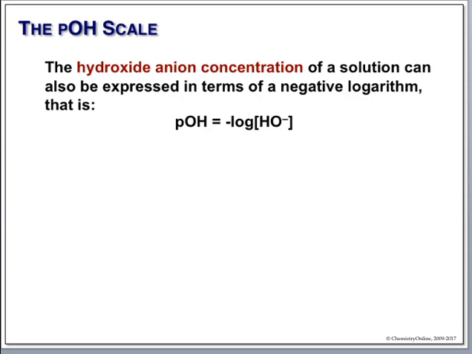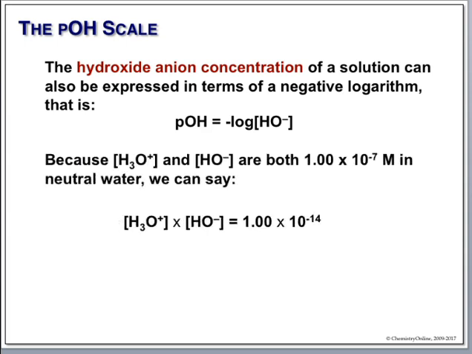Now again, being fair, if we have a pH scale, we really should have a pOH scale, shouldn't we? And we're going to define it exactly the same way. It's simply going to be the negative log of hydroxide concentration. Now, if we have neutral water, how much hydroxide do we have? 10 to the minus 7 molar. So the pOH is going to be 7. The pH is going to be 7.